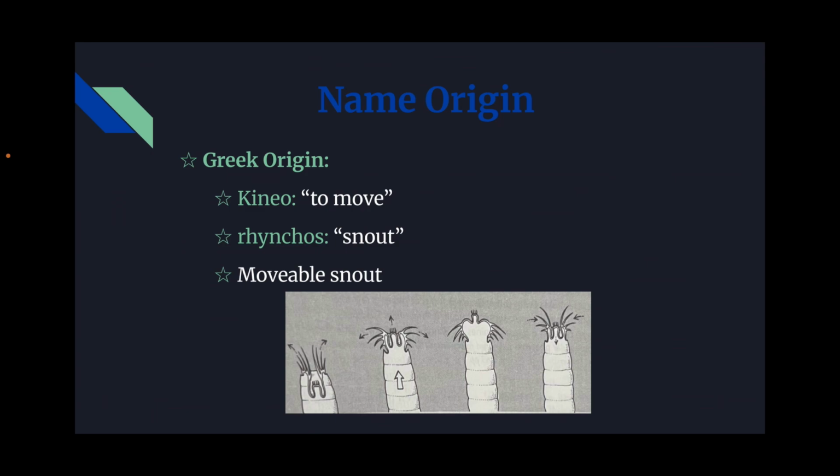So the name Kinorhyncha has a Greek origin. The first part of the name, kineo, means to move, and rhynchos means snout. When you put them together, it refers to the characteristic retractable head. They use it for eating, and it also helps them move around, and they do it in a similar way to the picture that is shown there.